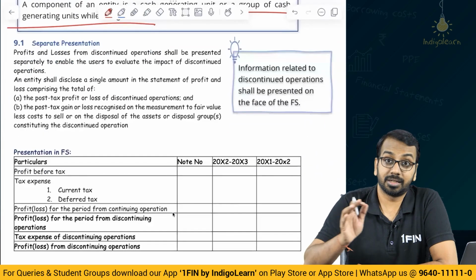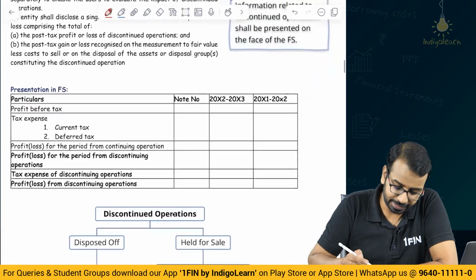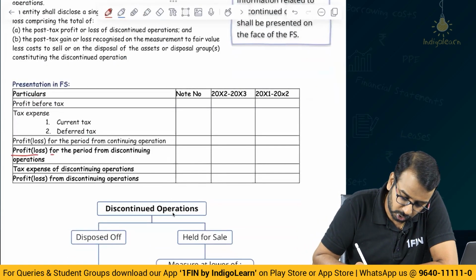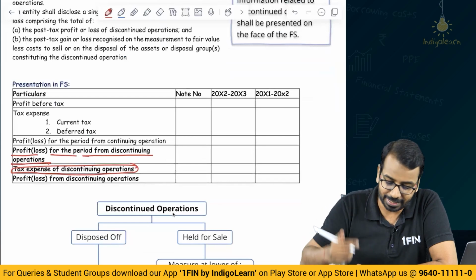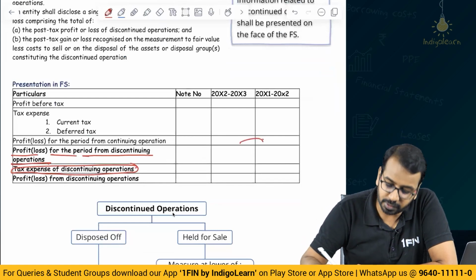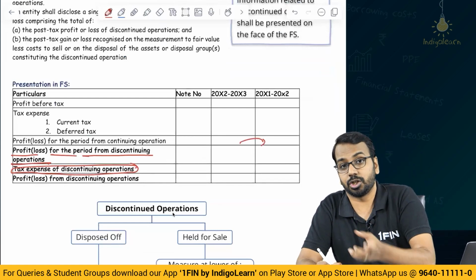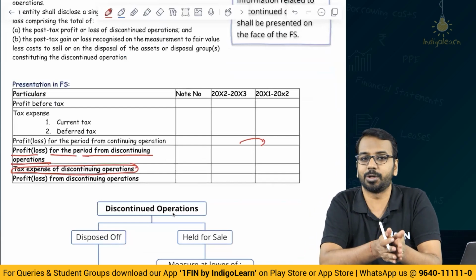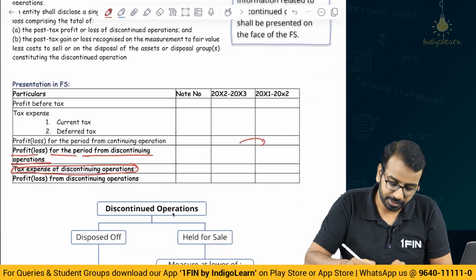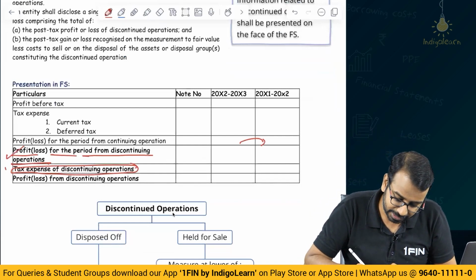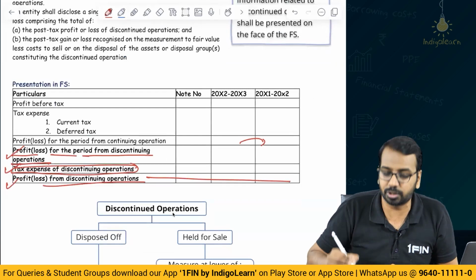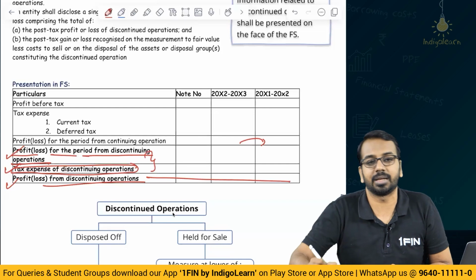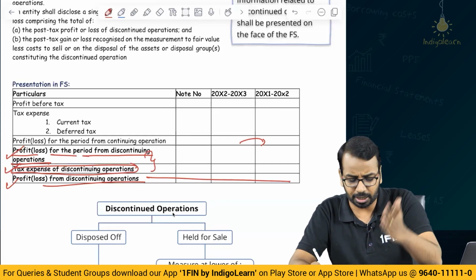Now, as far as discontinued operation is concerned, you have to present the profit or loss from the discontinuing operation and tax expenses of that as separate line items. Okay, as separate line items you have to present it, and for the previous period also you have to do the reclassification. You have to present it separately, whatever is attributable to the discontinued operation: the profit or loss before tax, tax expense, and profit or loss after tax. Now sometimes only this amount is shown on the face of the P&L, and these two items are given as part of the notes. In your examination you can do it either way.